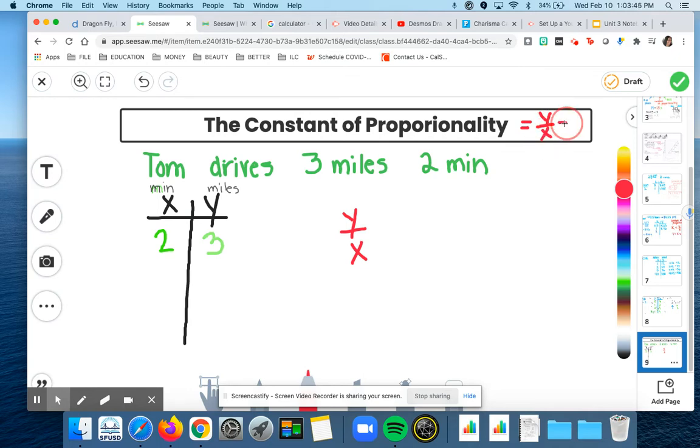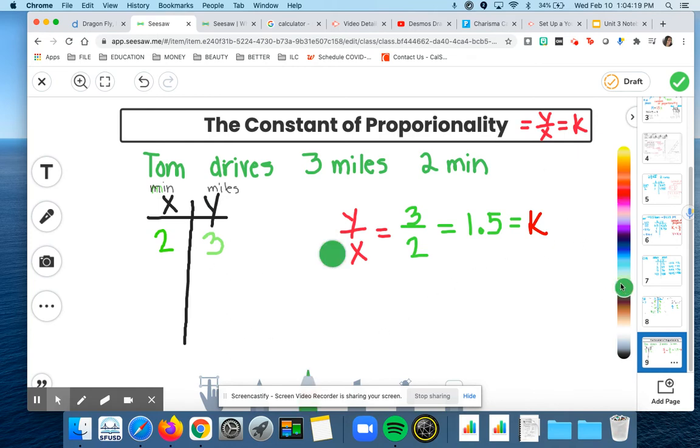And another name for it is K. So if we have Y divided by X, we're going to divide the numbers we have in our table. 3 divided by 2 gives me 1.5. So that's going to equal our K. Y divided by X equals K, and that's our number for the constant of proportionality. So our constant of proportionality is 1.5.